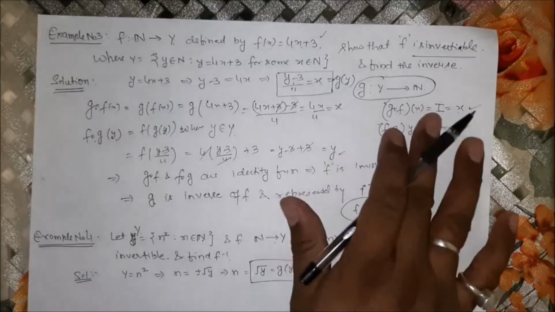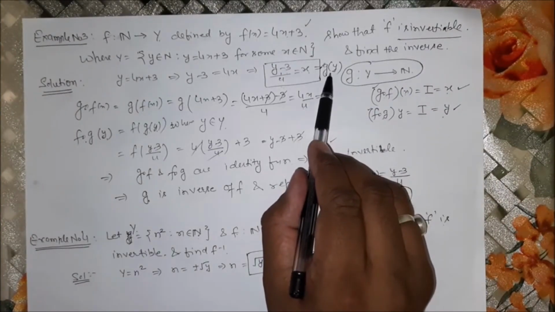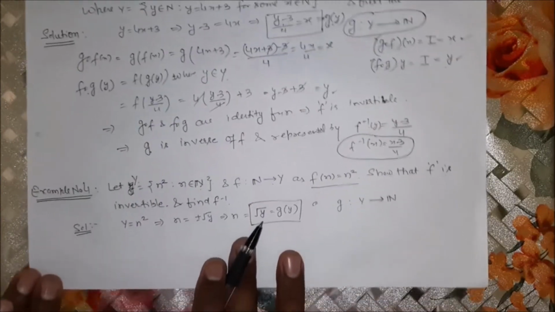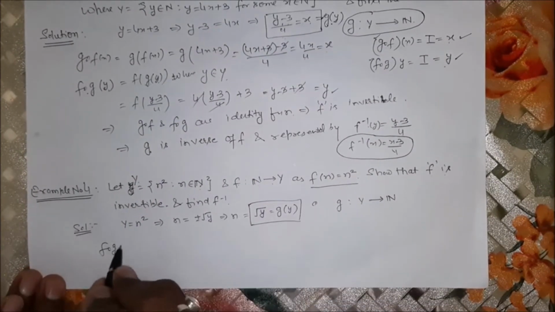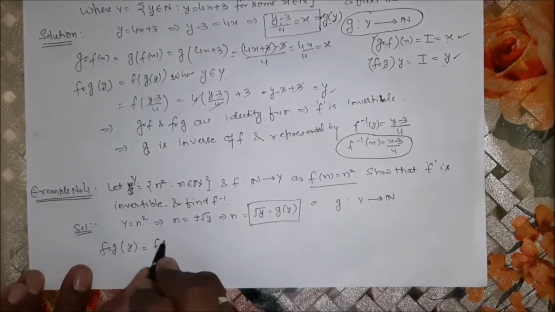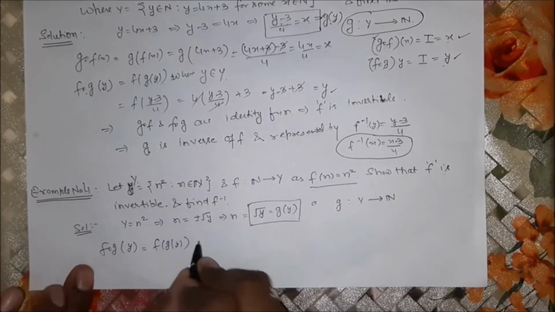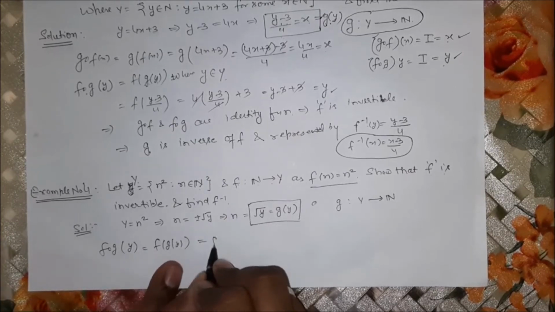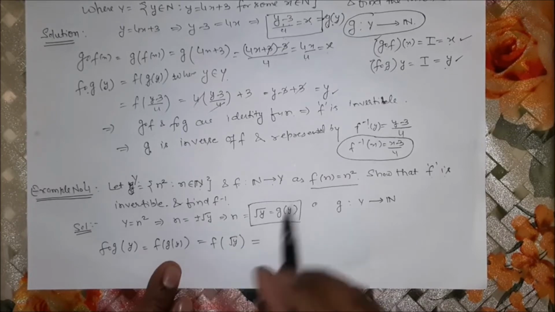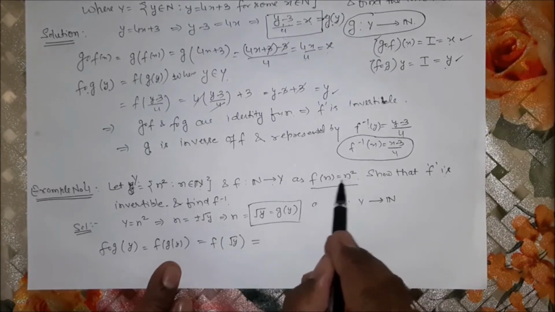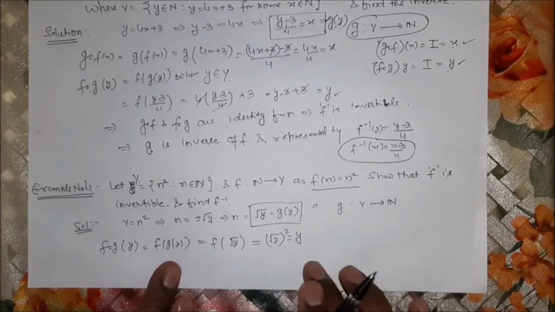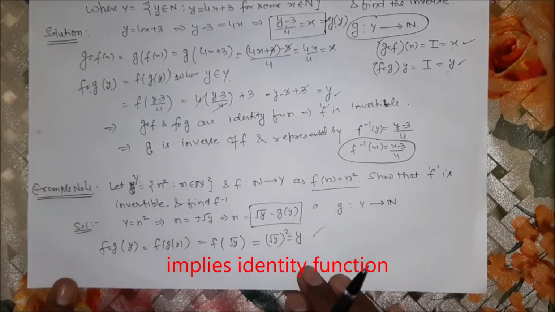Okay, like we have done in the above question, this is your g(y). Now we will find the value of gof and fog. Let us say fog of y, f of g(y). g(y) means root y, and f will square the value, so you will get y, which implies an identity function.